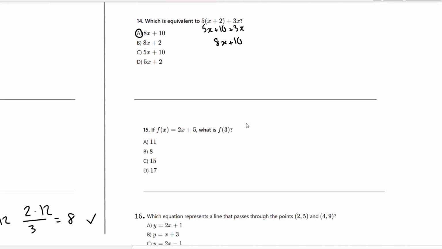For question 15, we have if f of x equals 2x plus 5, what is f of 3? So f of 3 would equal 2 times x, which in this case would be 3, plus 5. So this would result in 6 plus 5, which equals 11, which is option A.